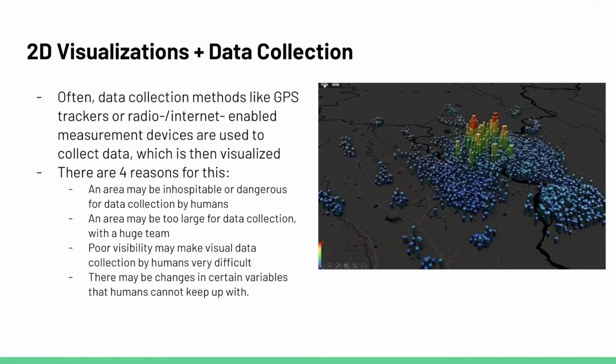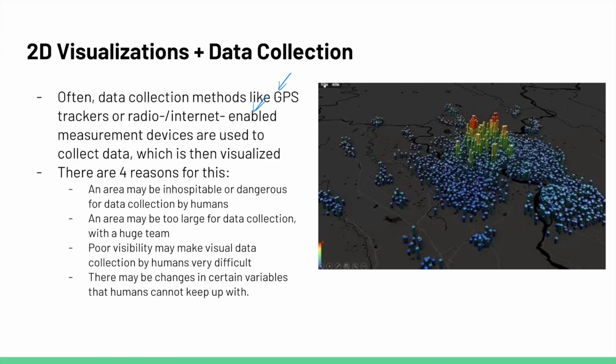Now, oftentimes, we can use 2D visualization in conjunction with data collection. So we can collect data and then present that in a 2D form. An example might be using GPS trackers or internet-enabled measurement devices. So maybe we're collecting data in a physical space, like on the ground, and then we want to show this on a 2D map. That can be an example of 2D visualization where data collection is going to come into play.